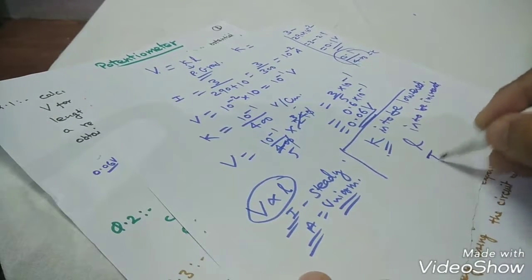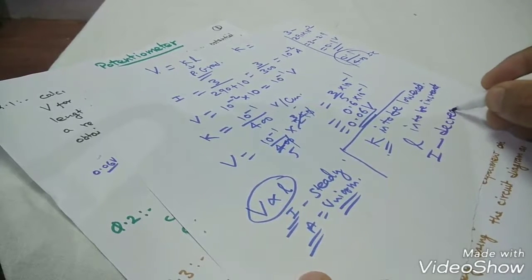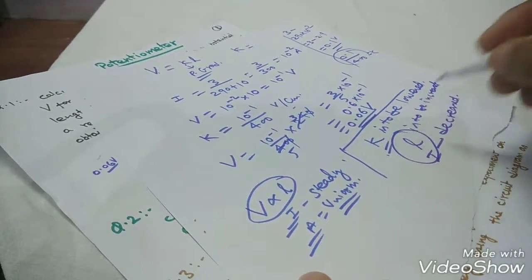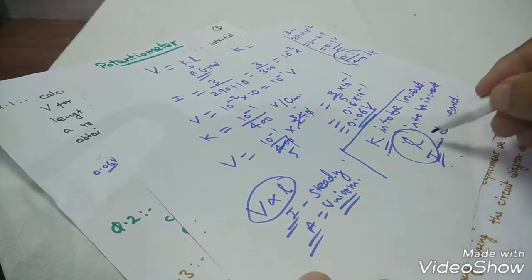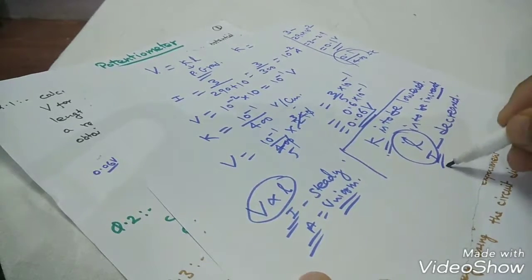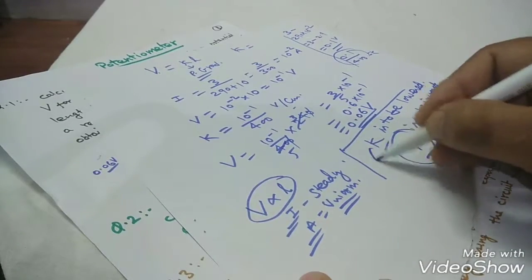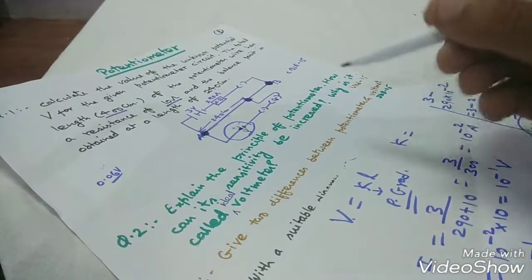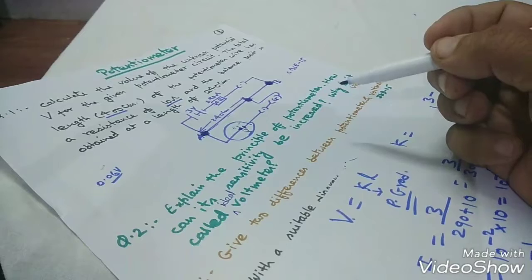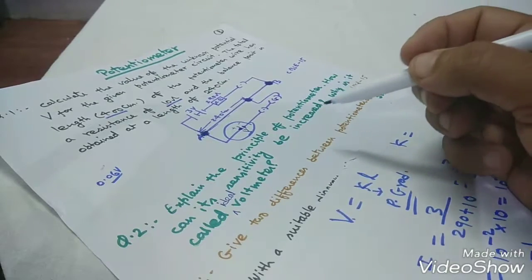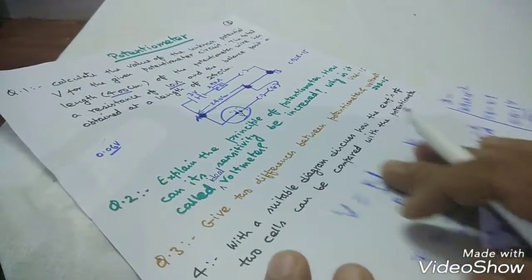Increase L and decrease the value of current. I will be decreased. By following these two concepts, by increasing L and by decreasing I, we can reduce K, or we can increase the sensitivity of the potentiometer. That's why a 10 meter long potentiometer wire is preferred over a 4 meter long potentiometer wire.